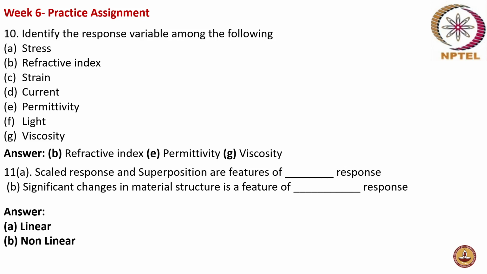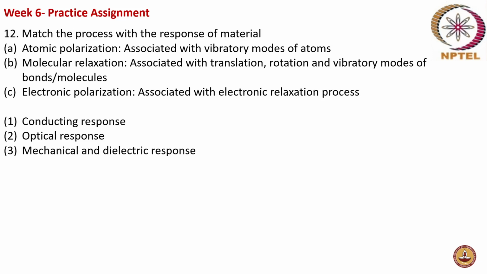So both the questions are answered right. Scaled response and superposition are features of linear response, whereas significant changes in material structure is a feature of non-linear response. In fact, part B we discussed in the recap as well, where we said yield, fracture mechanics, and electrical breakdown, where there are significant changes in the material structure, are part of non-linear response, right? Let's go to question number 12.